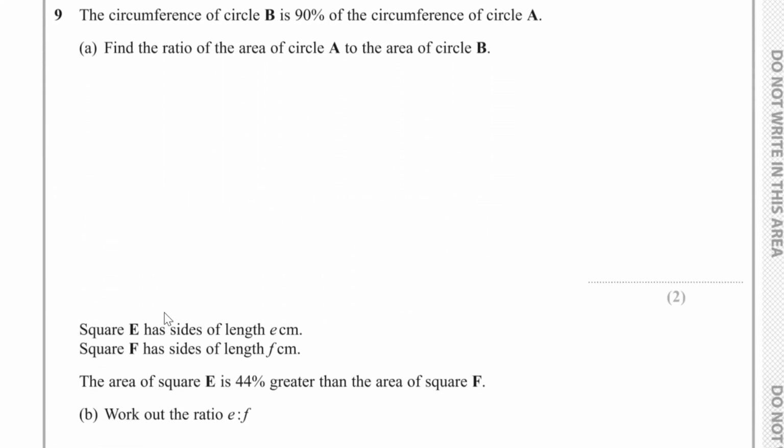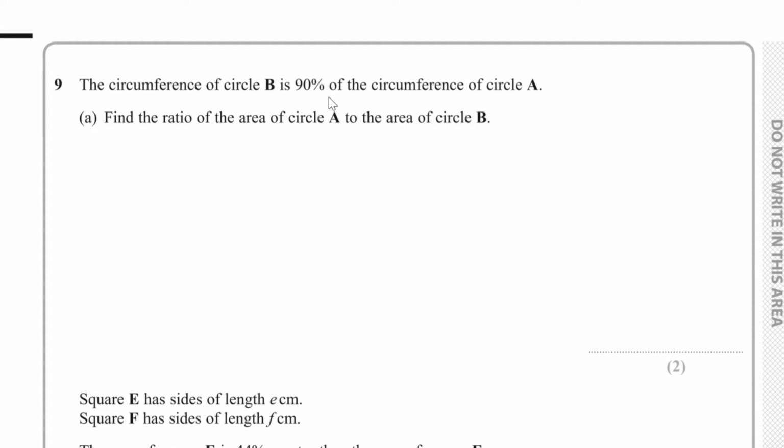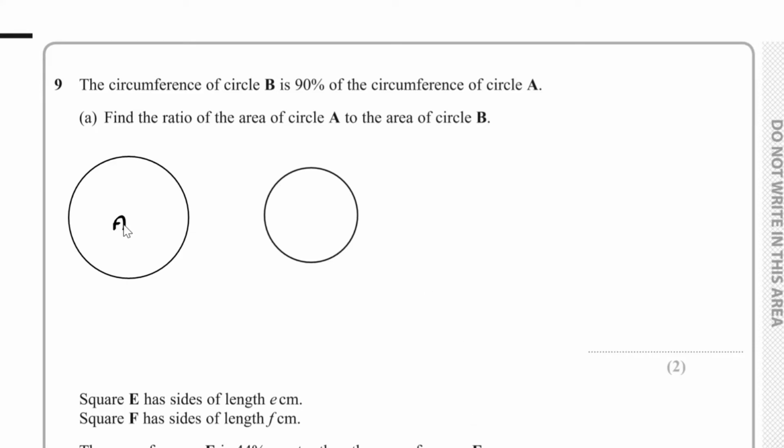Question number 9. The circumference of circle B is 90% of the circumference of circle A. We have to find the ratio of the area of circle A to the area of circle B. So here we've got circle A and here we've got circle B, and the circumference of B is 90% of that of circle A.